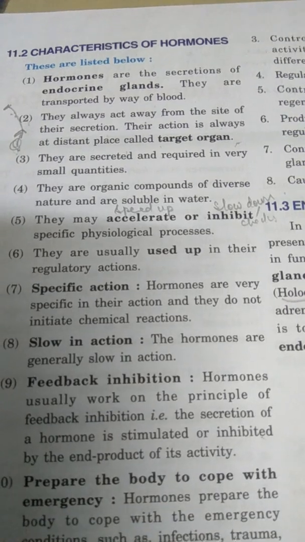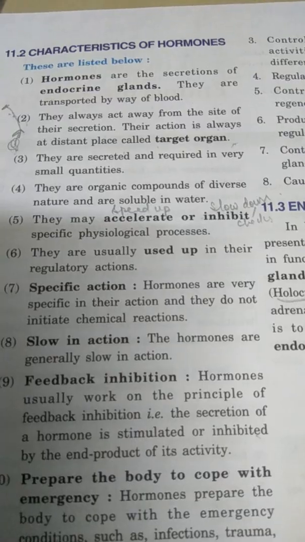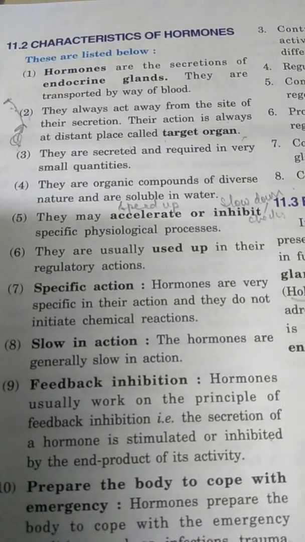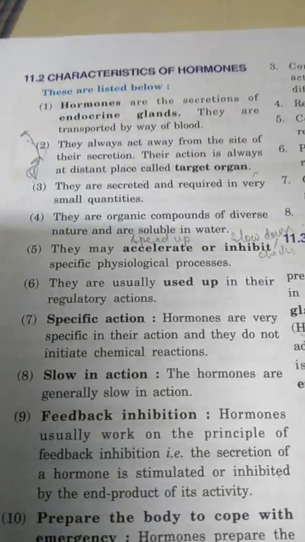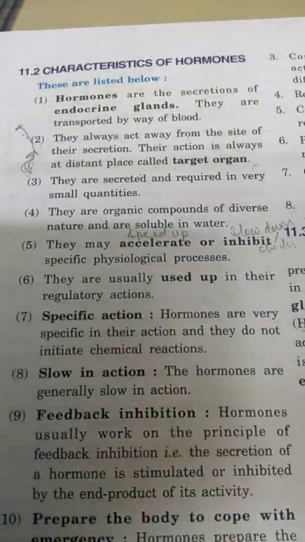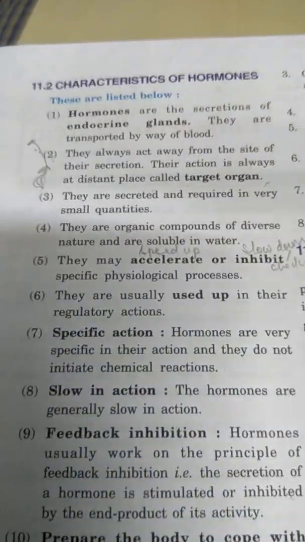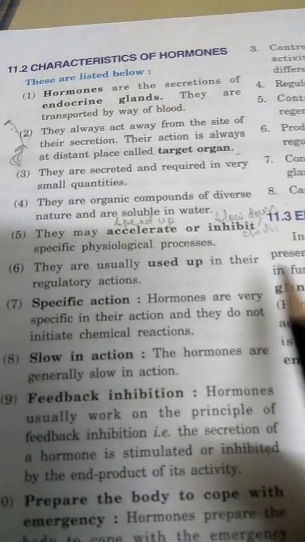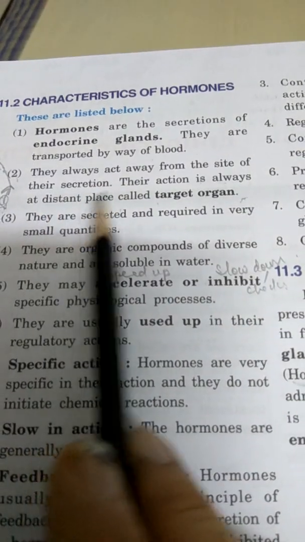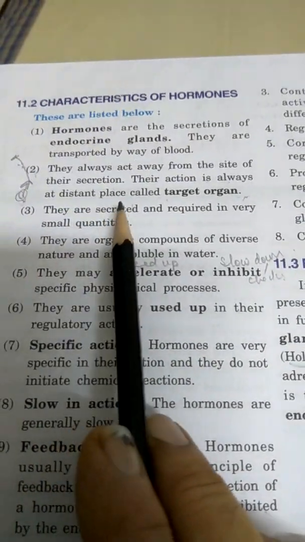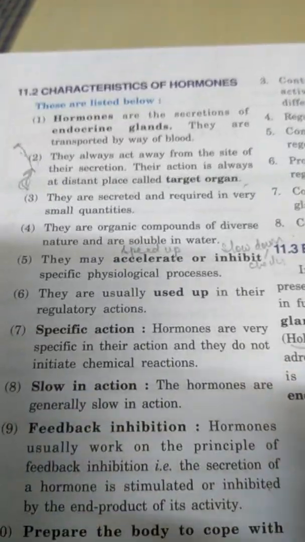So the endocrine gland here is the testis, which is on the lower side outside the abdominal cavity, and this hormone, through the blood, travels and brings its effect on the development of beard and the deepening of voice, that is on the anterior part of our body. So the target organ is away from the site of production. Their action is always at a distant place called the target organ. They are secreted and required in very small quantities.